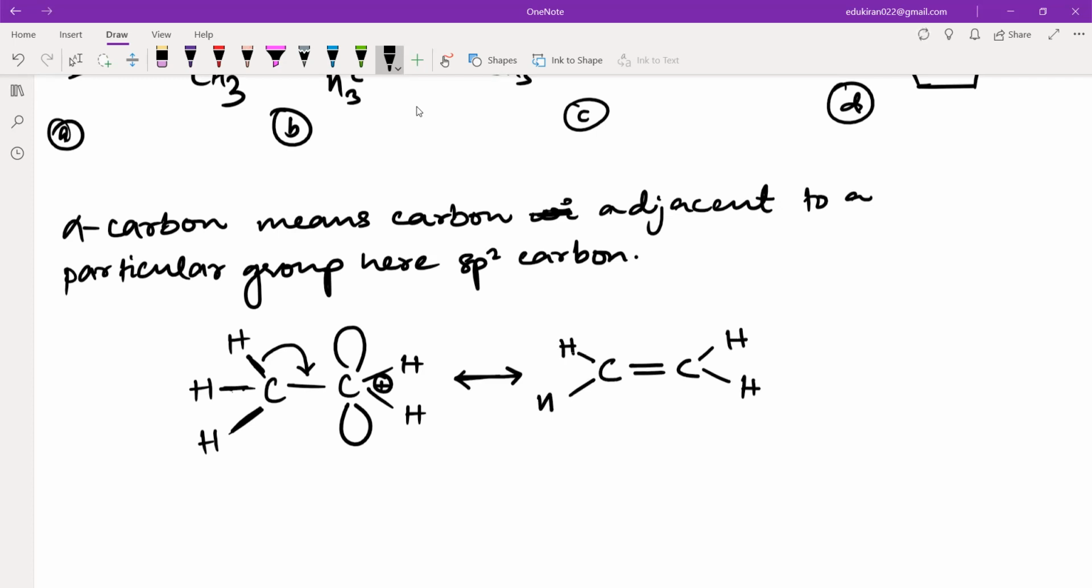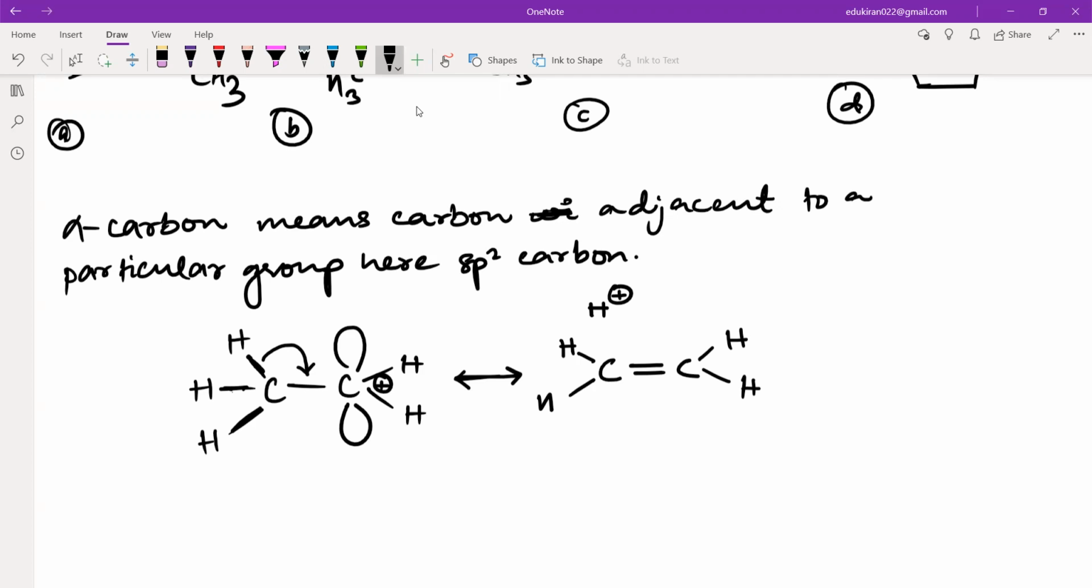This hydrogen that we have removed will form H plus. And that is why, as you can see, there is no bond between C and H. That is why it is known as no bond resonance. This is also known as no bond resonance. Okay. Now this is going to be happening always.